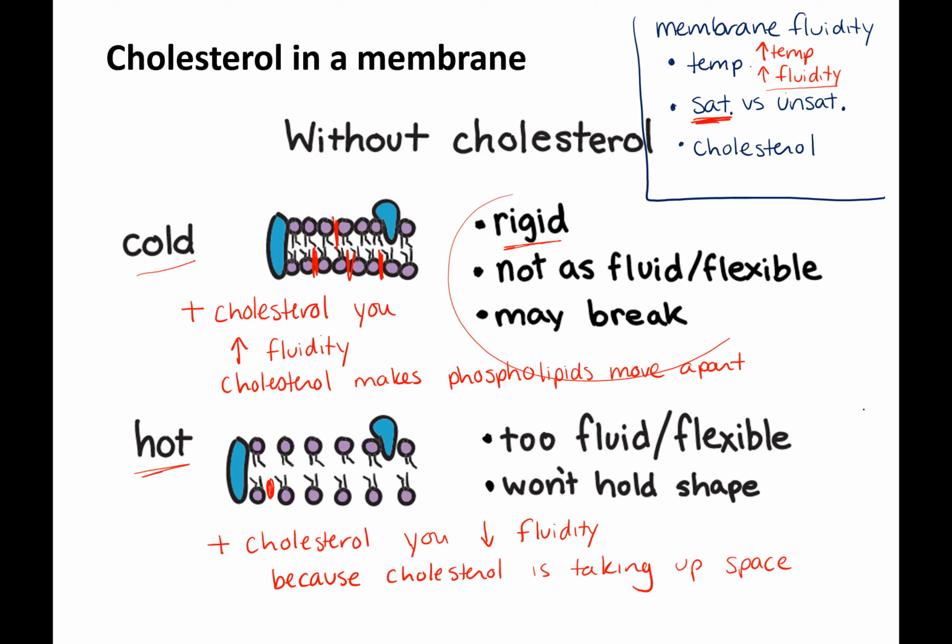Right, so you interject cholesterol in here, and now your membrane isn't too fluid. Okay. So cholesterol's effect is dependent on temperature. Cold decreases fluidity, hot increases fluidity. Cells can't control their temperature, but they can control their amount of cholesterol, and they can control the amount of saturated and unsaturated fatty acids on those phospholipids.